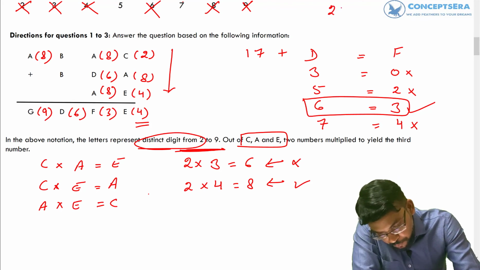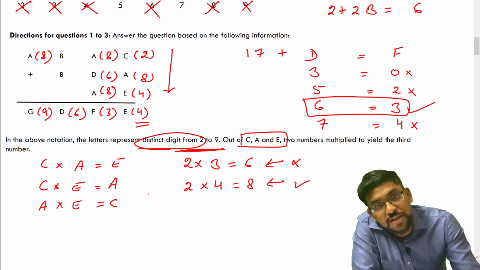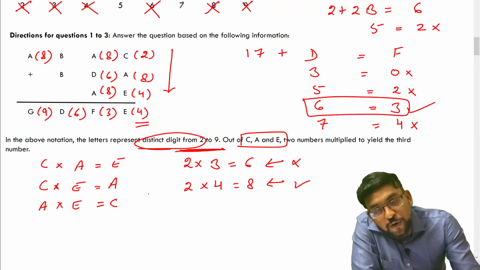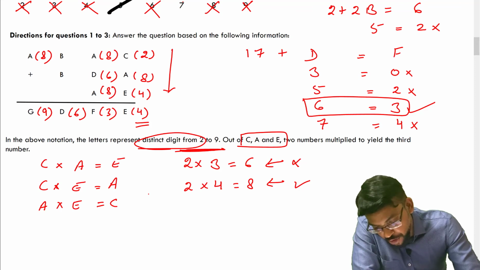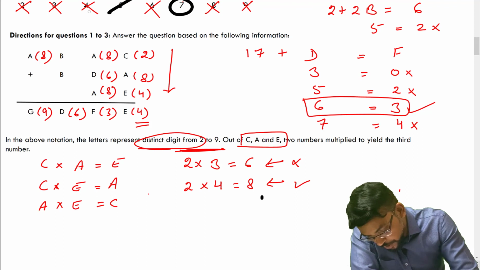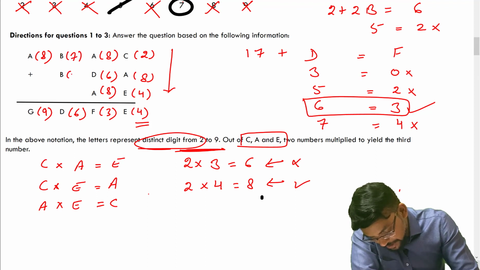And now 2 plus 2B unit place should be equal to 6 here. Now if we use 5 here, in that case unit place is 2, which is not possible. So we can immediately say from here B is equal to 7. So we got to know B is equal to 7 here.